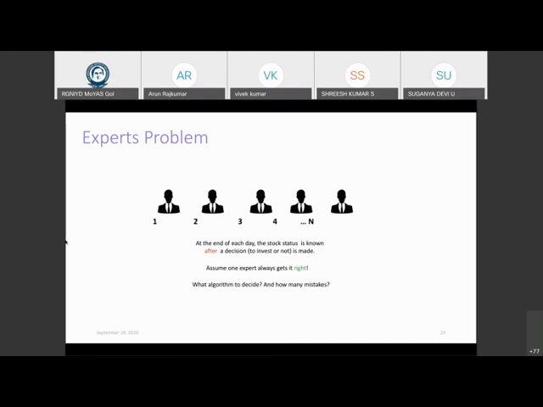So what algorithm will you use if 100 people are telling you either to invest or not invest every day? How would you go about doing this? And you know that one of these guys is a guru who will always get it right. Any thoughts?